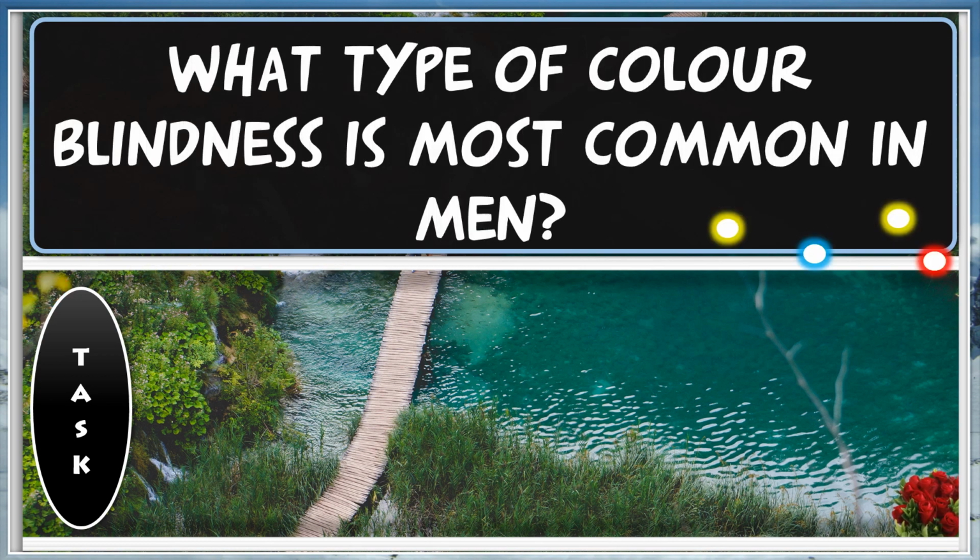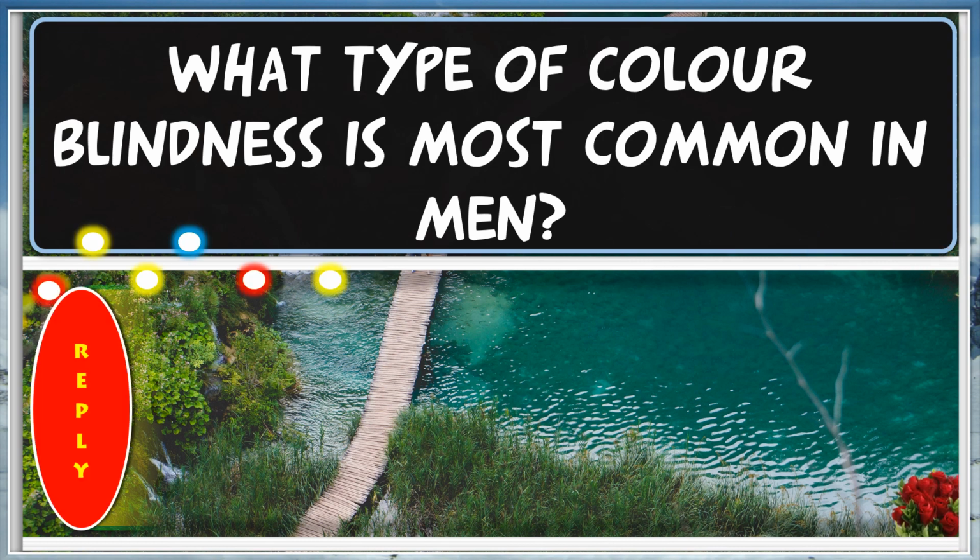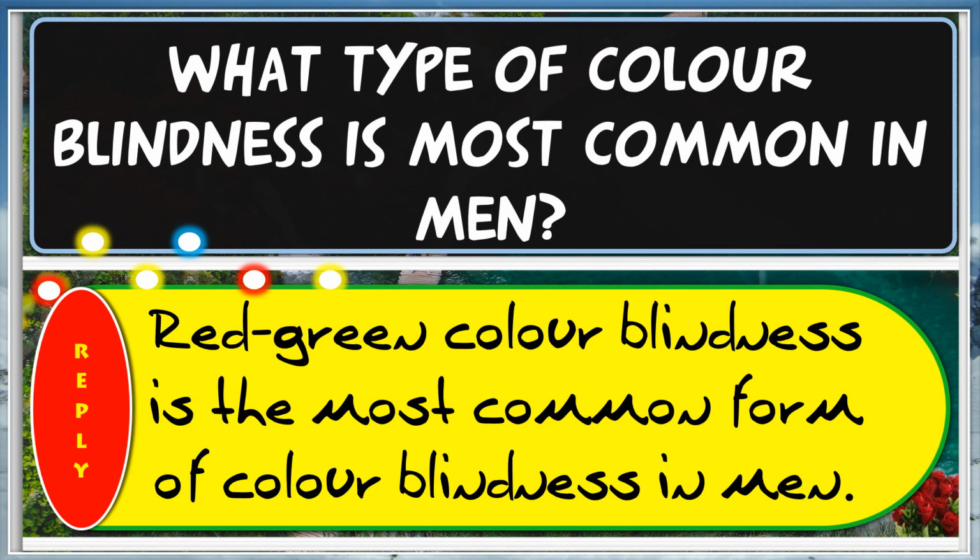What type of color blindness is most common in men? Red-green color blindness is the most common form of color blindness in men.